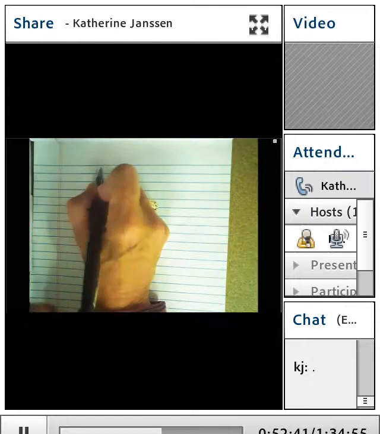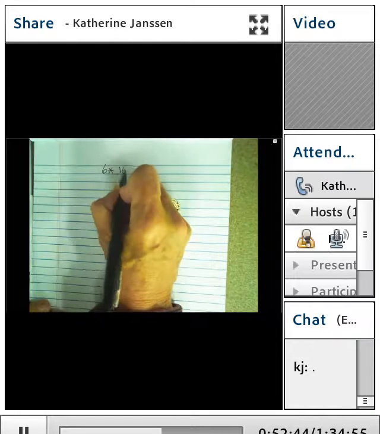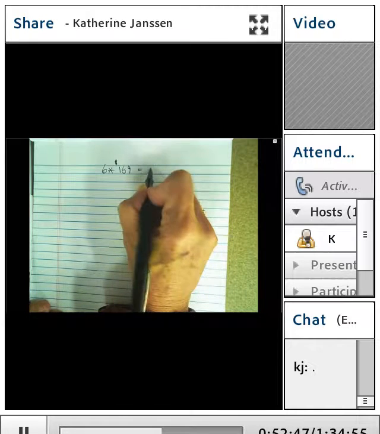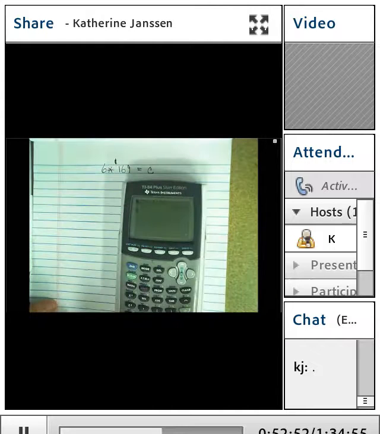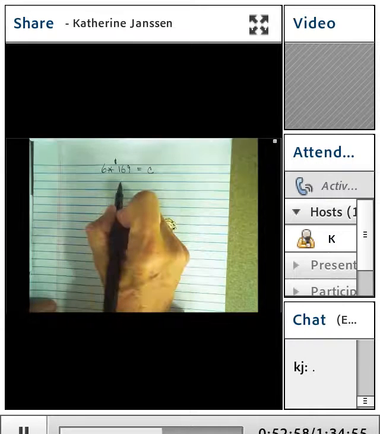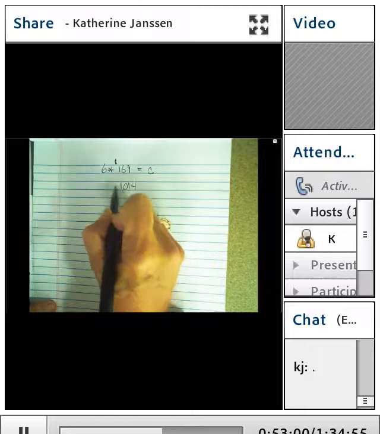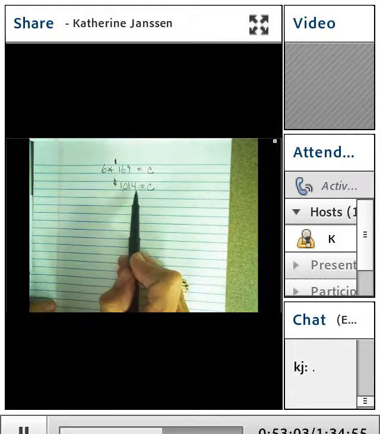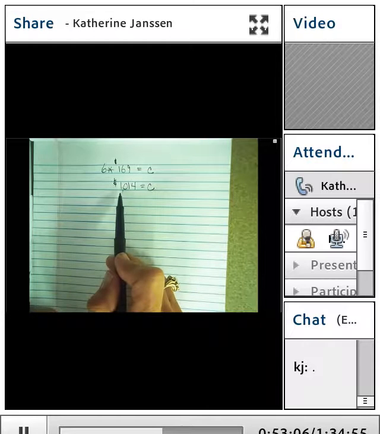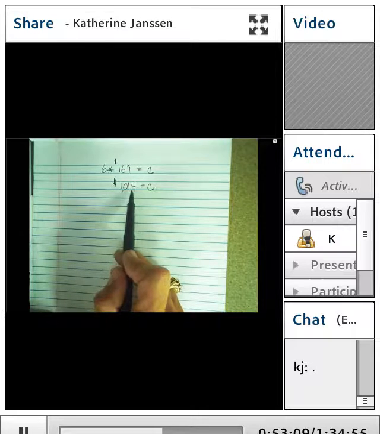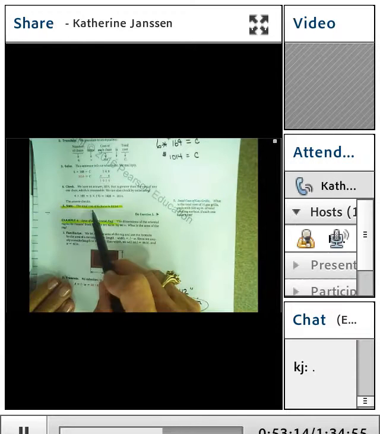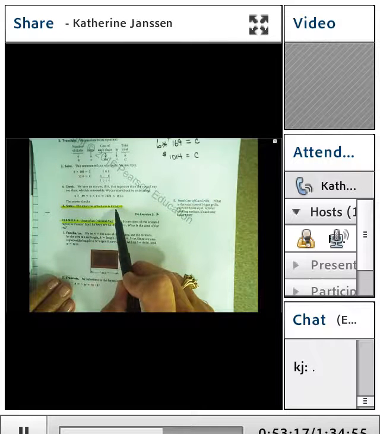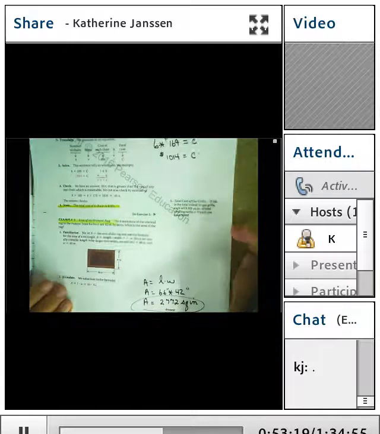So I have 6 times $169 equals my cost. 6 times 169 is 1,014. So the cost of 6 chairs, each costing $169, is $1,014. We're going to state our answer. The total cost of 6 chairs is $1,014, in full descriptive sentence form.